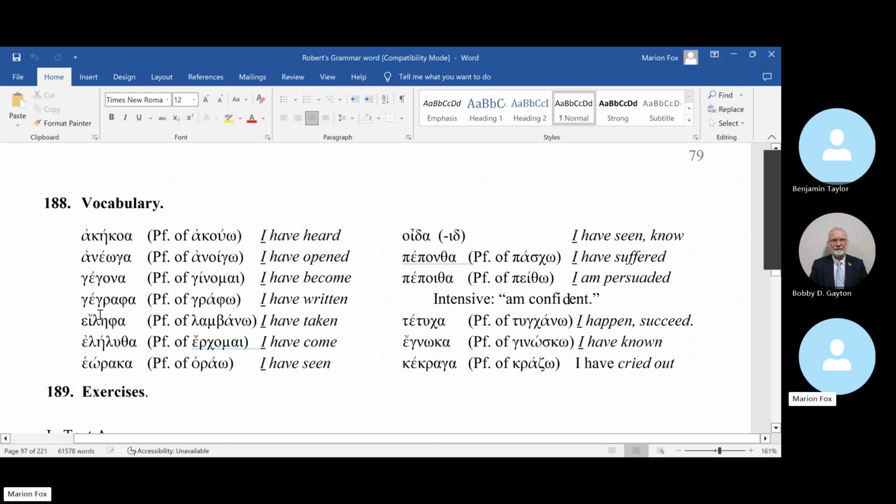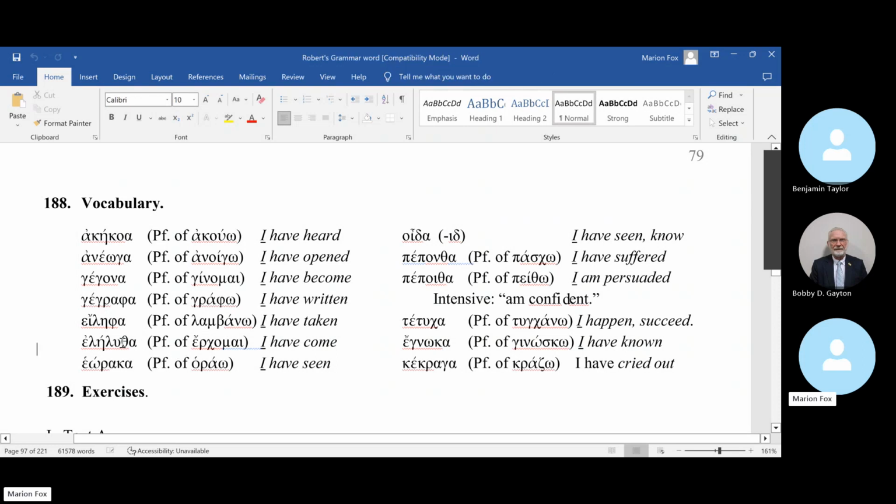So it's not irregular. Lambano is a little bit irregular, but it follows most of the rules we have up here. Lambano is I have taken. I would say it should be I have taken if it's in active voice, and I think it's received if it's in the passive voice. Right?